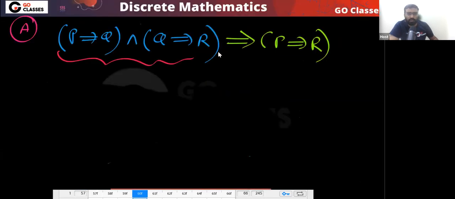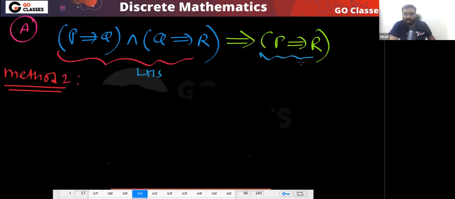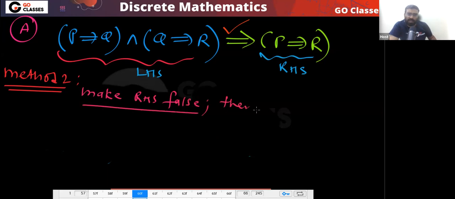Now there is method two. Do you remember what was method two? Whenever you have an implication, this is LHS, this is RHS. What is method two? Method two was to make it false. Yes or no? Make RHS false. Then try to make LHS true.